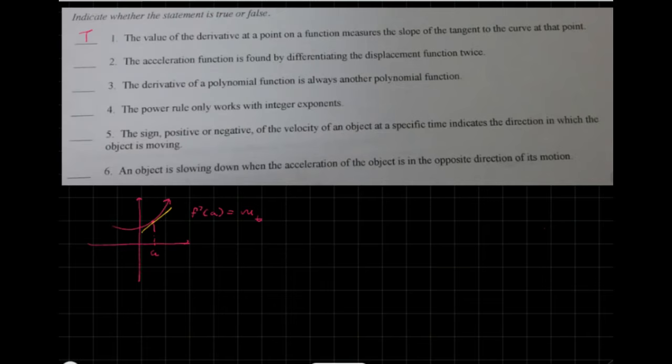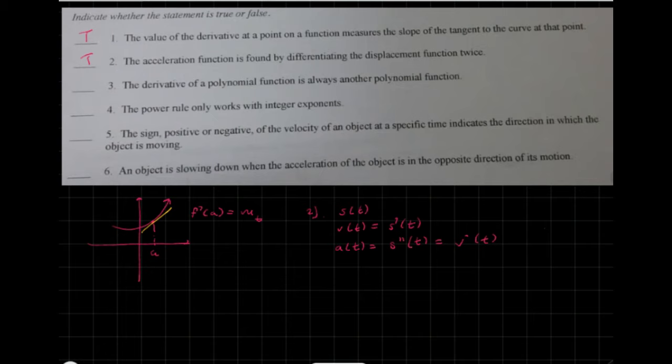Let's take a look at the second question. The acceleration function is found by differentiating the displacement function twice, right? This is true because in this case, we know that if we have a position function or displacement function, s of t, the velocity function is basically s prime of t, right? The acceleration function is basically the second derivative of the position function because it's the first derivative of the velocity function. So this is true.